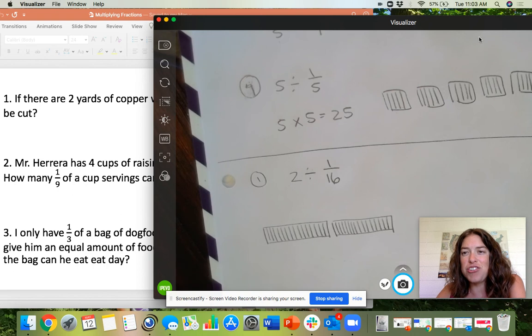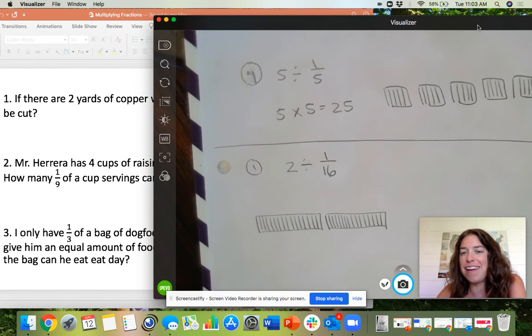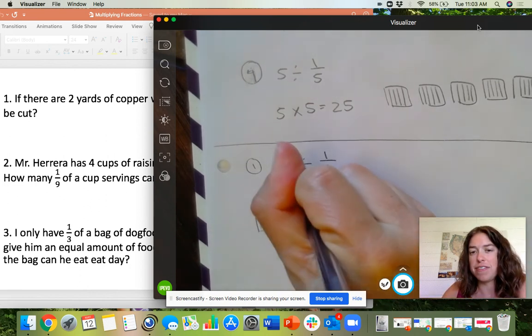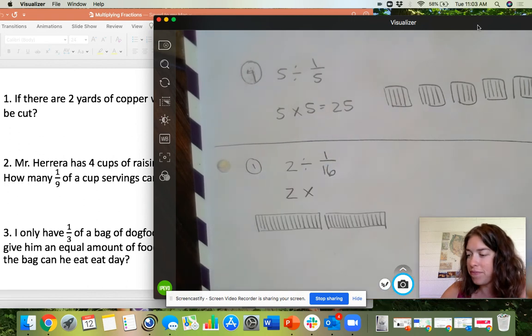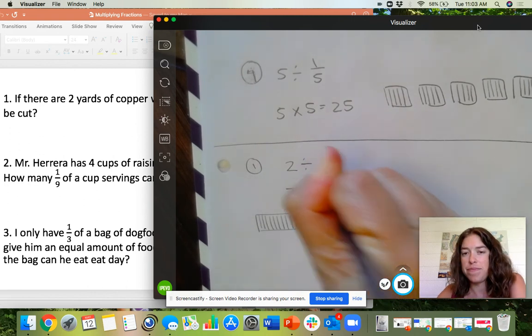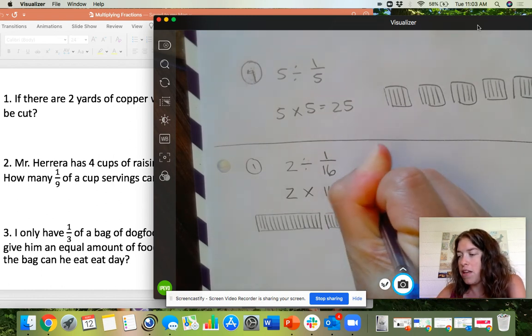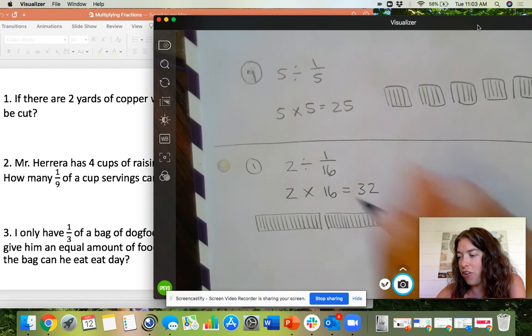All right, what did you get when you wrote your new equivalent expression? Keep, change, flip. And of course, we know 16 times 2 is just 32. So 2 divided by 1/16 is also 32.